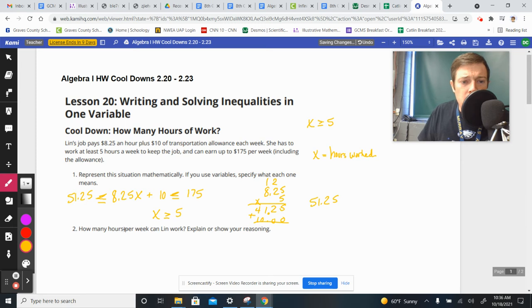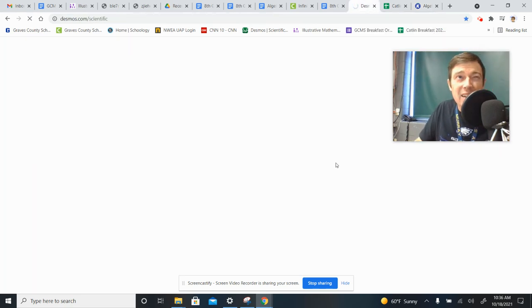And then how many hours per week can Lynn work? Well, we know that she can work 5. We need to find the upper range. So to find that upper range, we have to solve this equation. 8.25x plus 10 is equal to 175. We find that upper range. So our first step would be to subtract 10 away from both sides, which would give us this as our next step. And then to find x, we need to find the quotient of 165 and 8.25 because they're multiplying by it, and we need to divide by it. So 165 divided by 8.25.